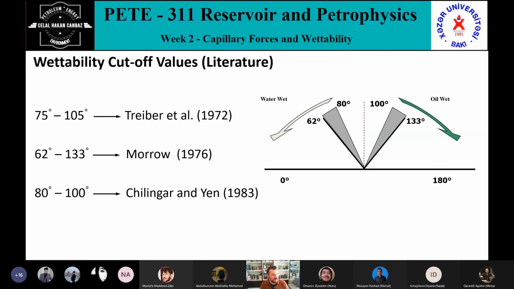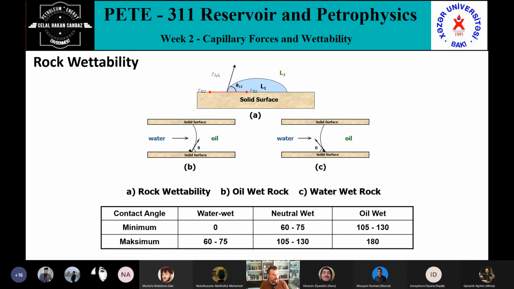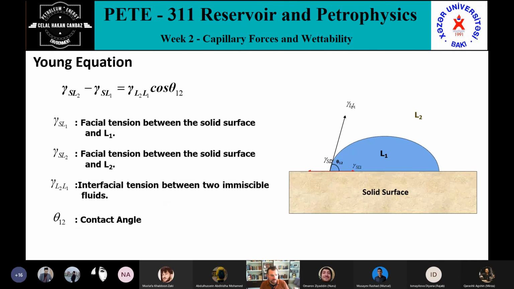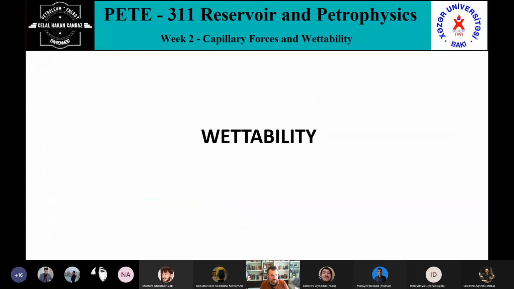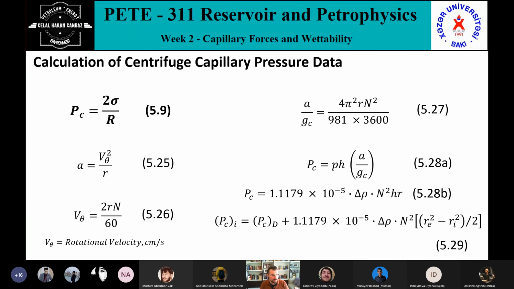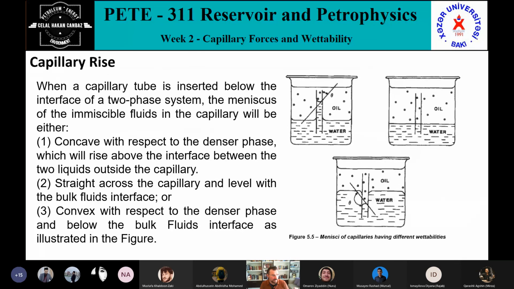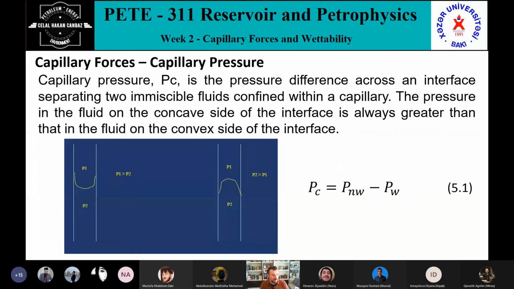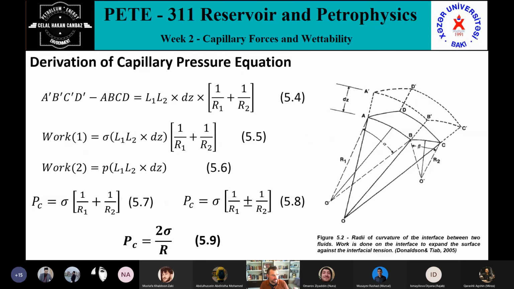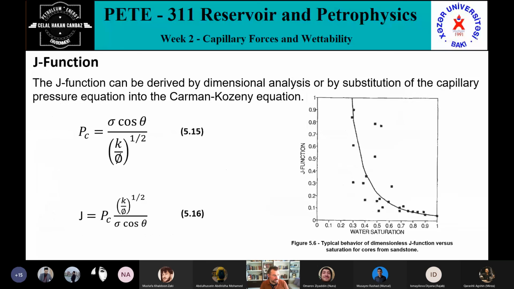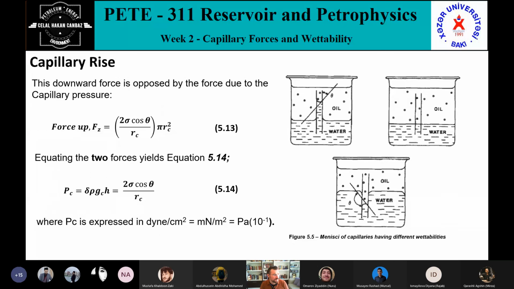Somewhere here. This one? No, teacher. You said the three figures, the capillary tubes before, in the previous slides. This one. Okay, I got that. This one, yes. The second part, you said 90 degrees. I didn't understand this. Okay, the second part here.